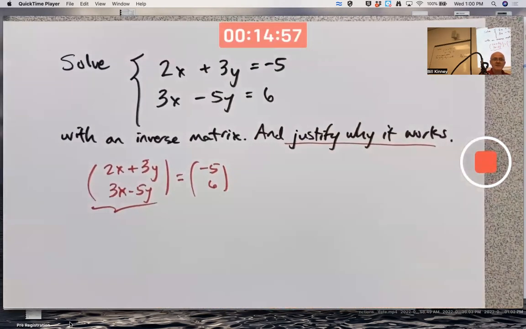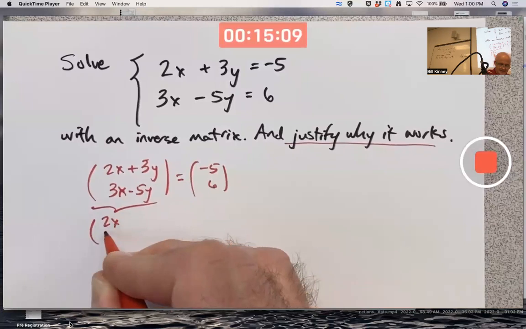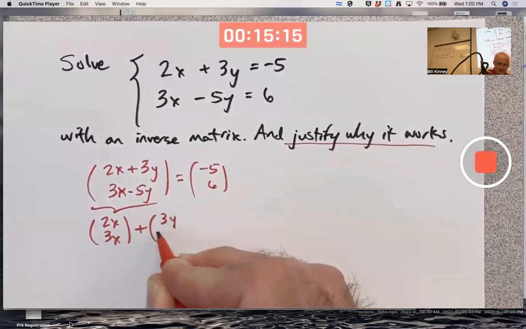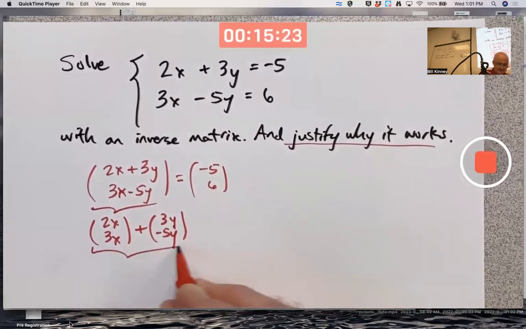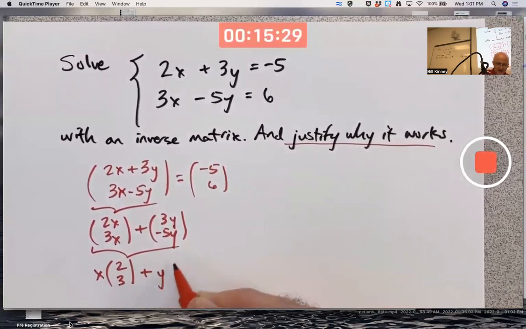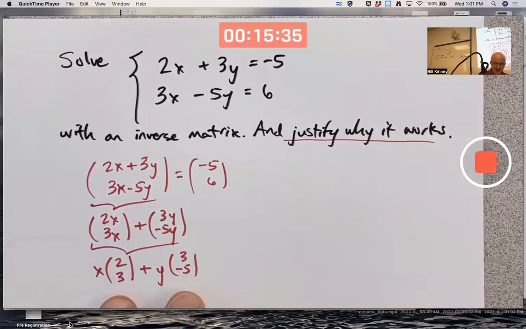Then here on the left, we want to relate this to a matrix times a vector. The key way to do that is to break it into pieces. The first piece involving x, 2x and 3x, and the second piece involving y, 3y and negative 5y. Then for each of those vectors, factor out the scalar. This is the same as the scalar x times the constant vector 2, 3, plus the scalar y times the constant vector 3, negative 5. That's a linear combination of these two vectors, 2, 3, and 3, negative 5.